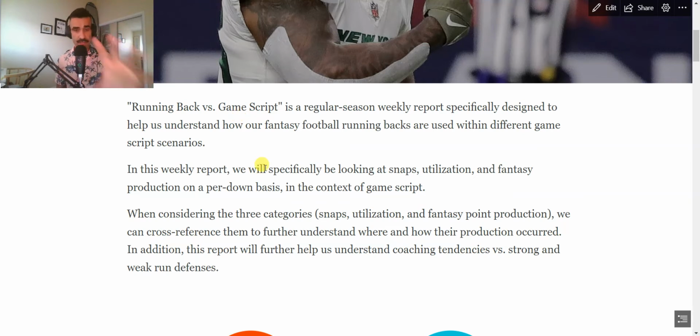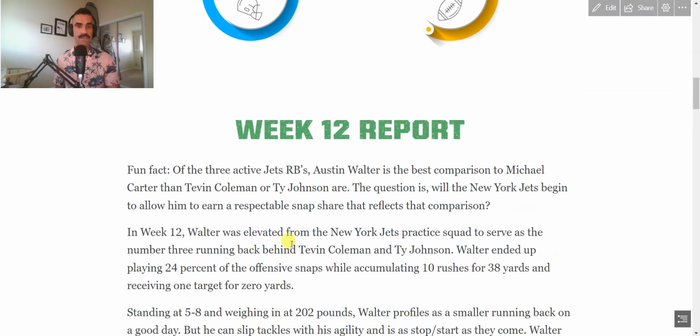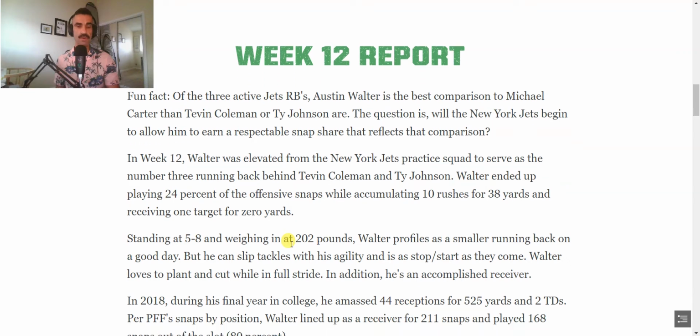So you'll find that intro and that basic summarization of what this report is about in the beginning of every single report to refresh and to welcome in new people. So we'll jump into the Week 12 report, right?